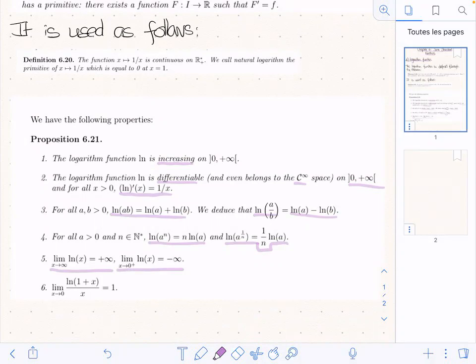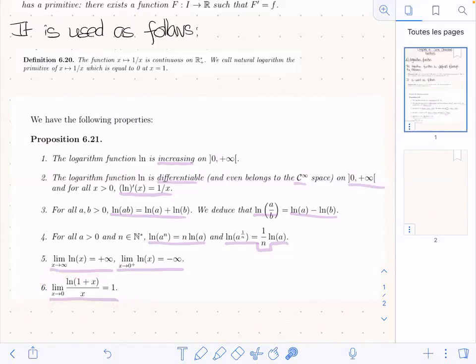Now, I think you probably know all of these properties, except perhaps the C infinity thing, because C infinity is a space that we defined only this year. Do you know the limit? Have you seen that limit before, that's in point 6? I didn't. Okay. Didn't either. Okay, so it's probably new for you.